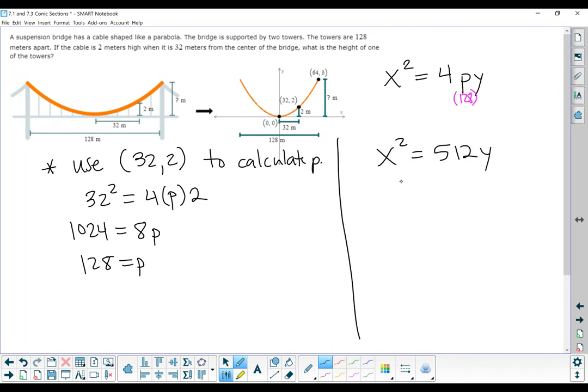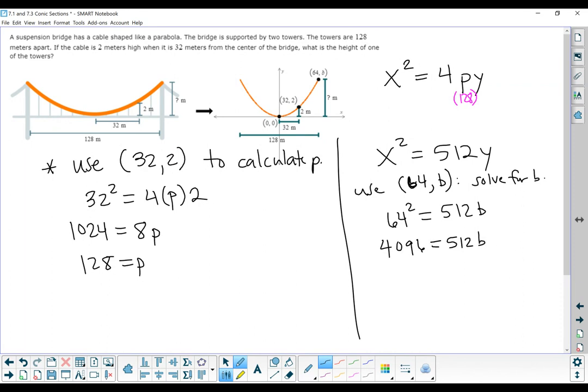So now we're going to use our other point. If the x value is 64, we want to know what the y value is. So 64 squared is equal to 512 times b. 64 squared is 4,096. And so if we divide by 512, we get that our height is 8 meters.